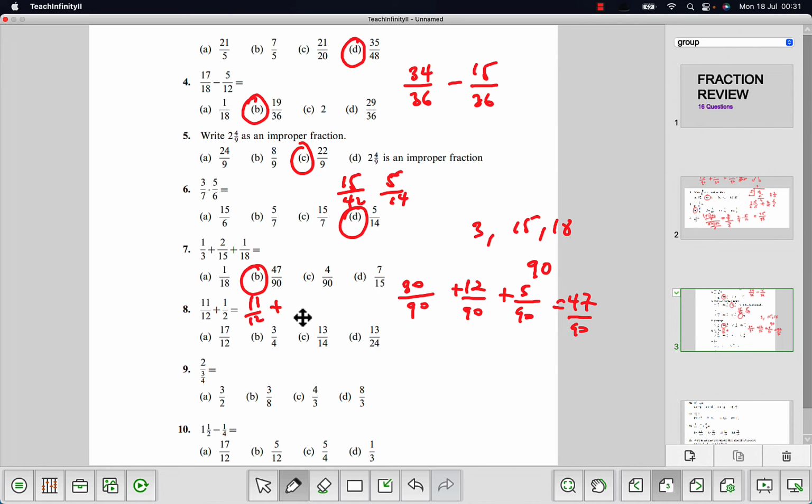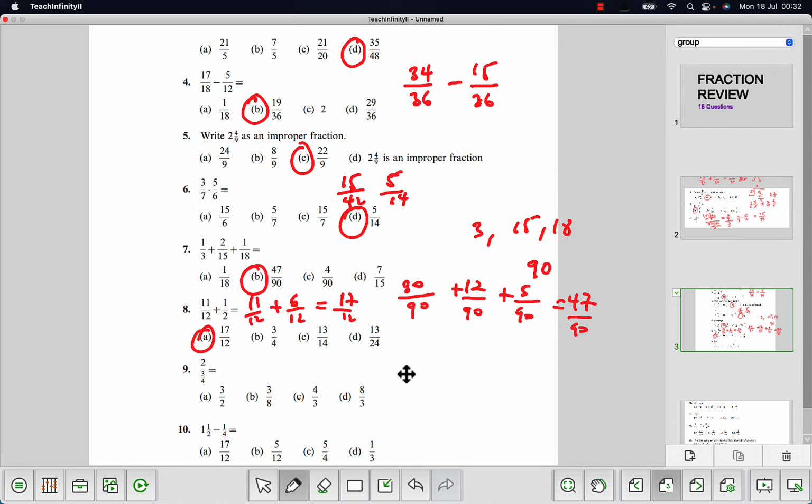Question 8 is very simple. We just have to make sure the second fraction is of the same denominator as the first fraction. So I'm going to multiply that by 6. So 6/12. When you add that, it will give you 17/12, right? It's here.